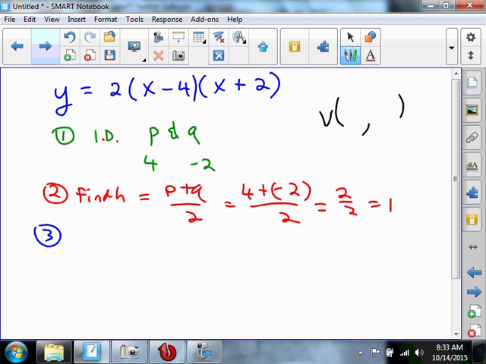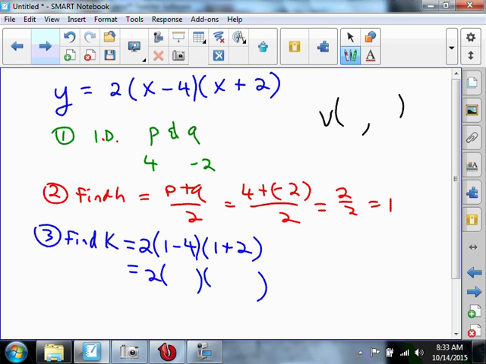Step 3, find K. How do I find K? I plug back in. K is going to be 2 times X, but I'm replacing X with the 1. 1 minus 4. 1 plus 2. So what do I get? I get 2 times something times something. Hey, look, the parentheses stuff are opposites. They're supposed to be. If they're not, you did something wrong and you probably found H wrong. So that's going to be -18, huh?